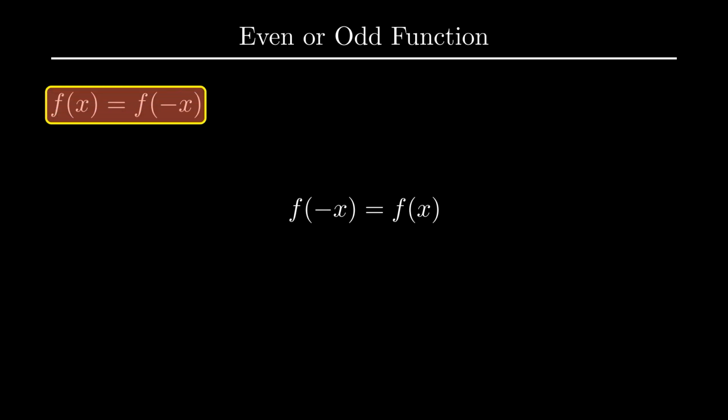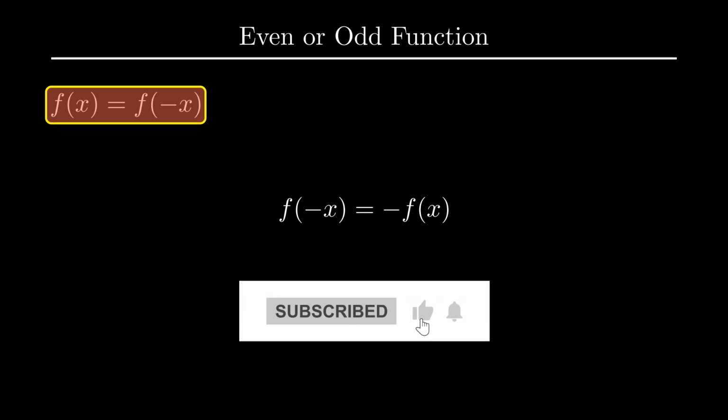In this video, we will discuss various properties of functions, starting with even and odd functions. A function is said to be even if it satisfies the property that f of minus x is equal to f of x for all values of x in the domain of the function. A function is said to be odd if it satisfies the property that f of minus x is equal to minus f of x for all values of x in the domain of the function.